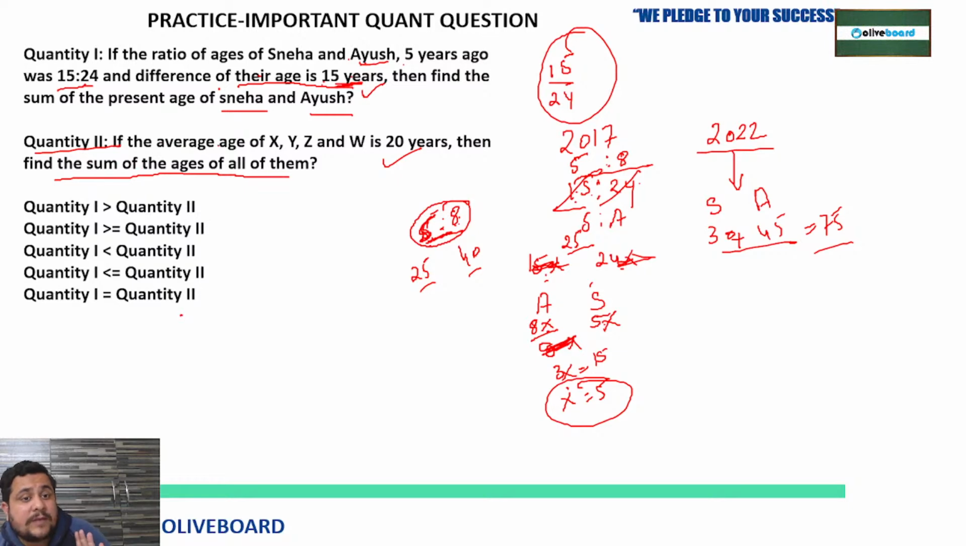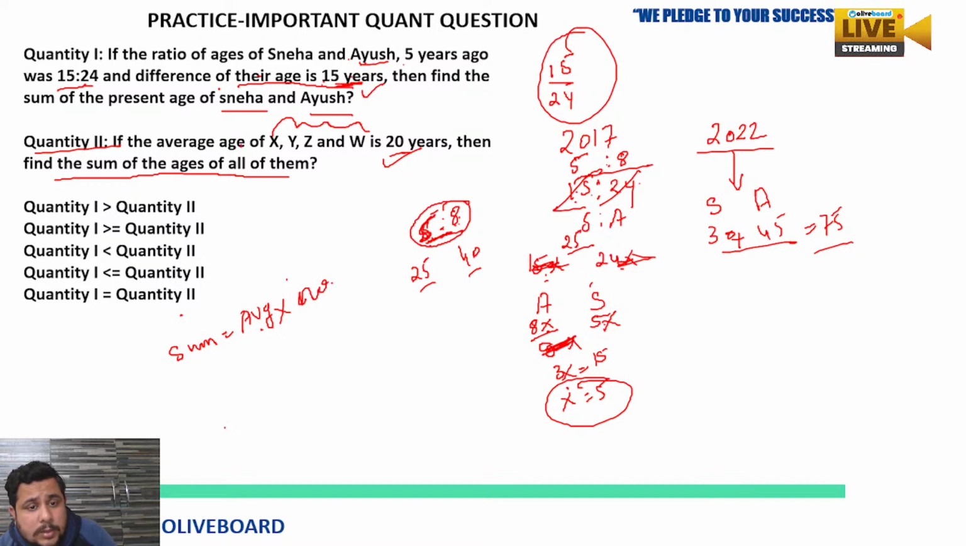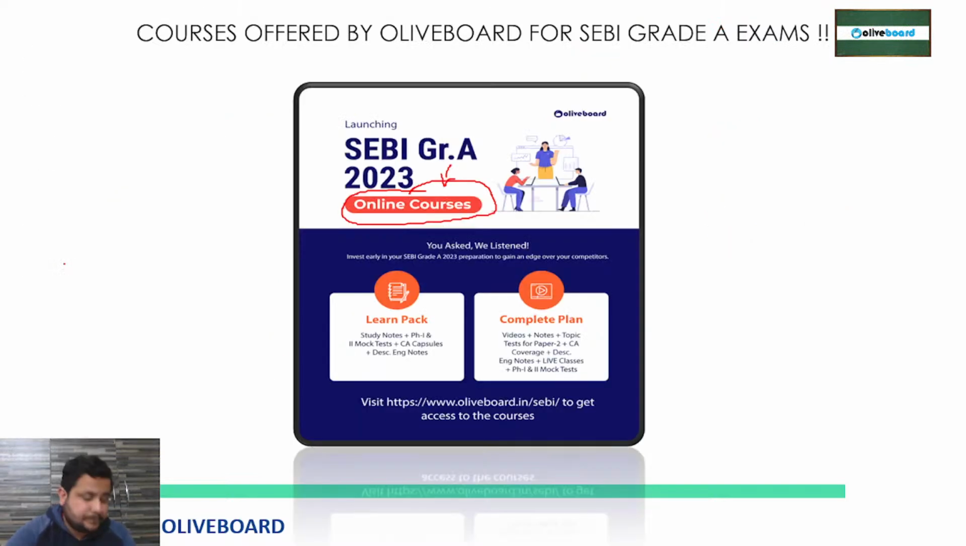Now in quantity 2, if the average age of X, Y, Z and W is 20 years, then find the sum of their ages. Okay, so average is given and the average of 4 is given, then the sum will be what? Average multiply total number, so that is 4. Okay, total numbers. So 20 multiply 4, 80. So quantity 2 value is 80 and quantity 1 value is 75. So which one will be greater? Second. So quantity 2 is greater than quantity 1. Option third. Quantity 2 is greater than quantity 1.